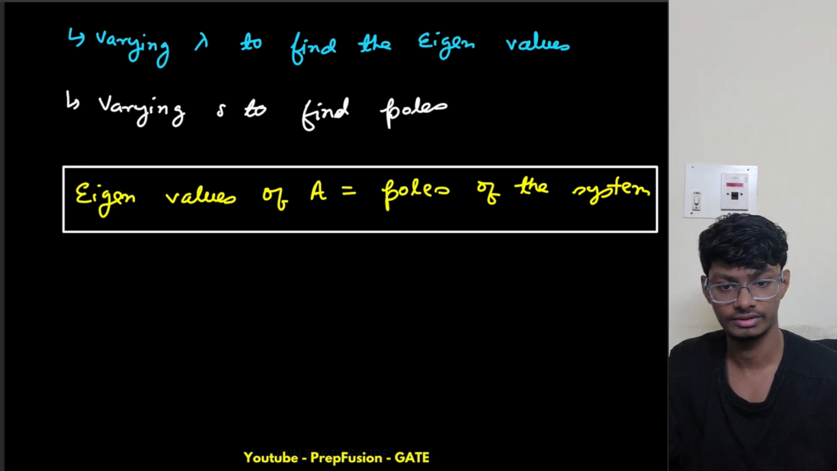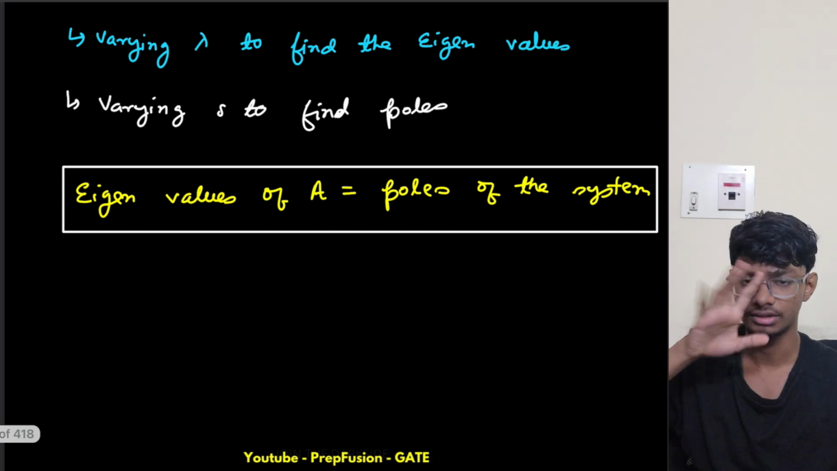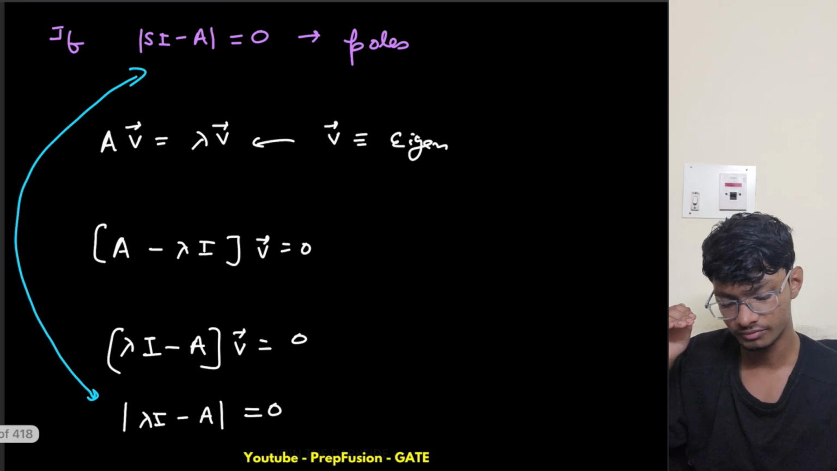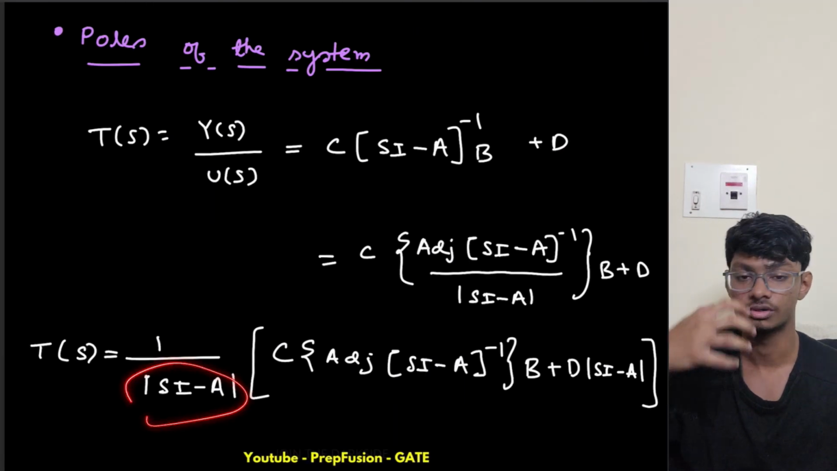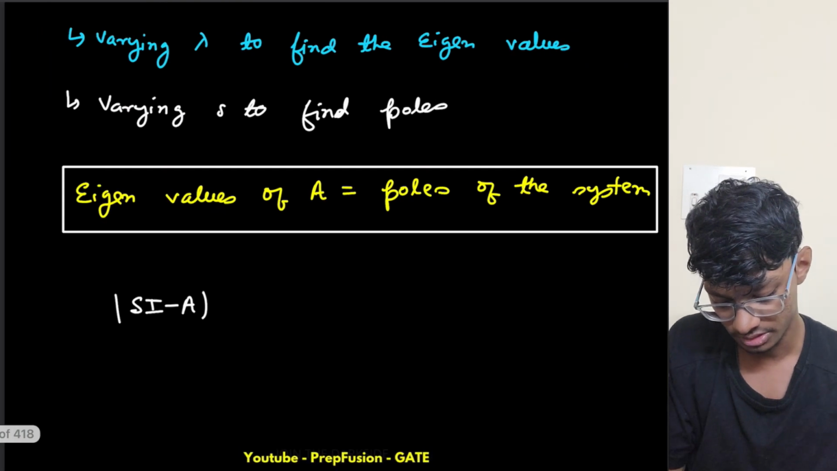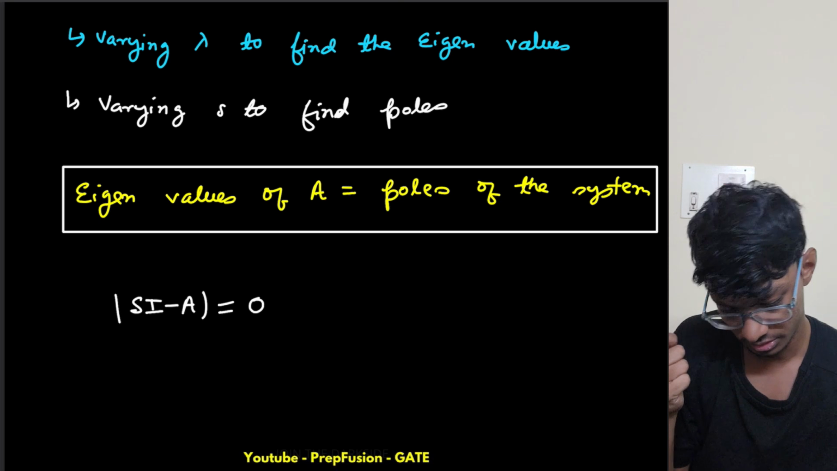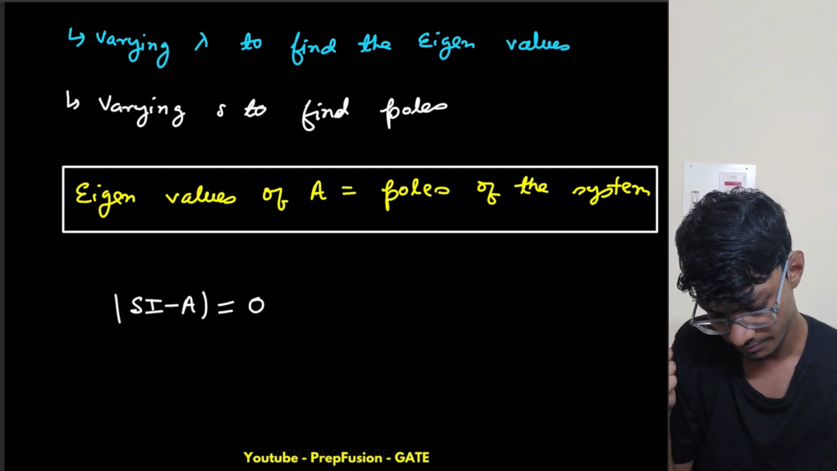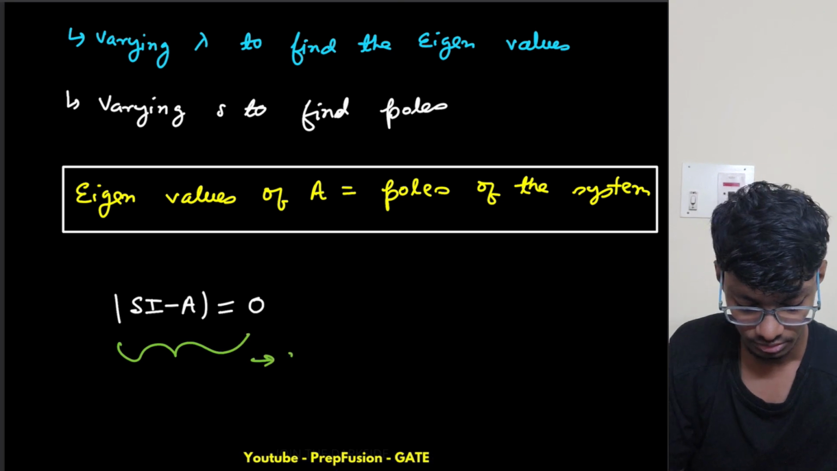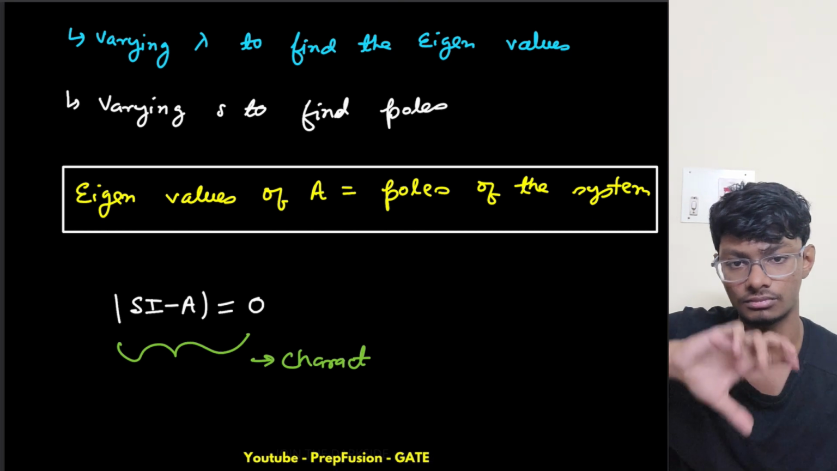So this is one very important thing to note. One more thing, this SI minus A inverse, the determinant of SI minus A, I have already told you about, but this time I want you to understand that the denominator of the transfer function is also known as the characteristic equation. So this is the denominator, and it equals 0. This equation equals 0 is also known as the characteristic equation, because this characterizes the system as we find the poles.